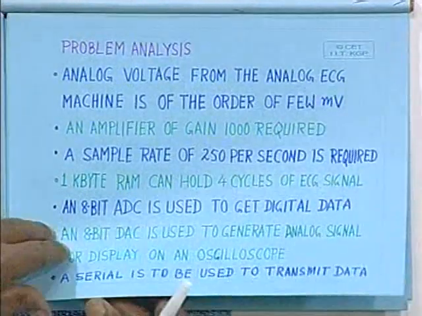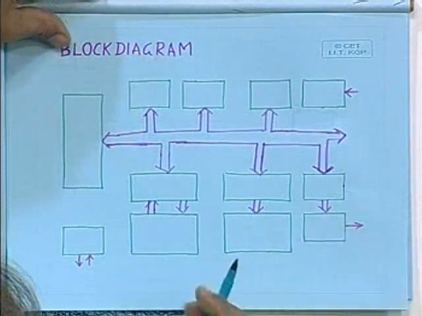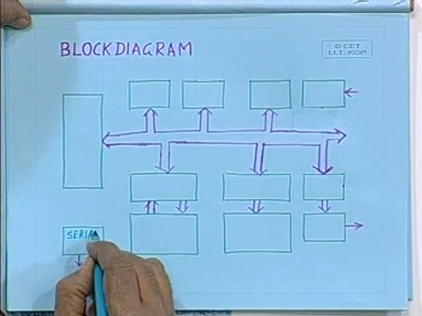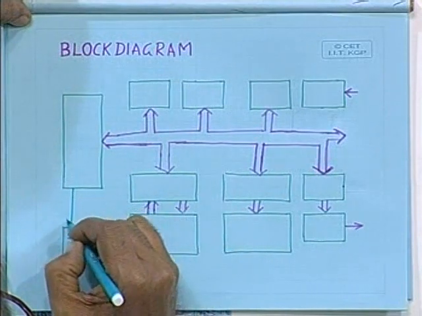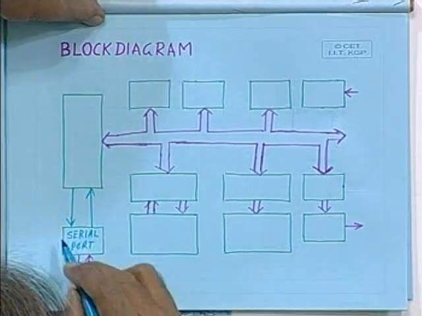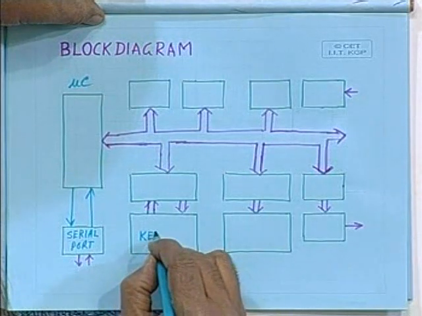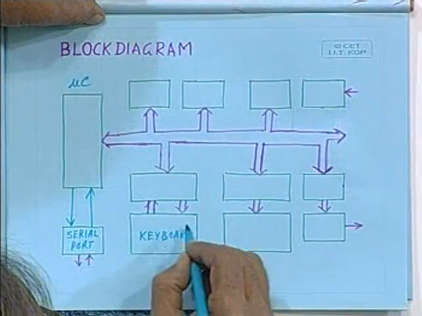So the block diagram, first we consider the block diagram, develop the block diagram. Here we start with that serial port. We have to implement one serial port, that is RS-232C, and for that purpose we can make use of the serial lines of the microcontroller. Then we have to use one keyboard, to enter the patient ID and various other information. Apart from the ECG signal, it is possible to send some other parameters like blood pressure, temperature, pulse rate, that can be entered with the help of this keyboard.